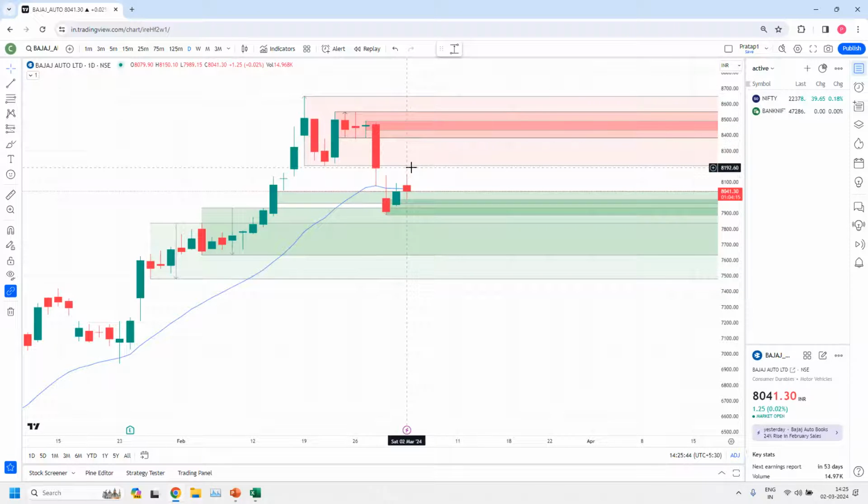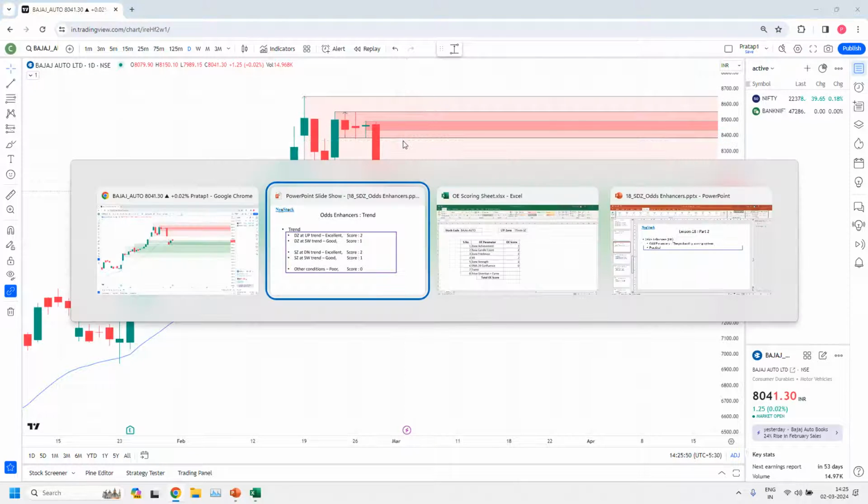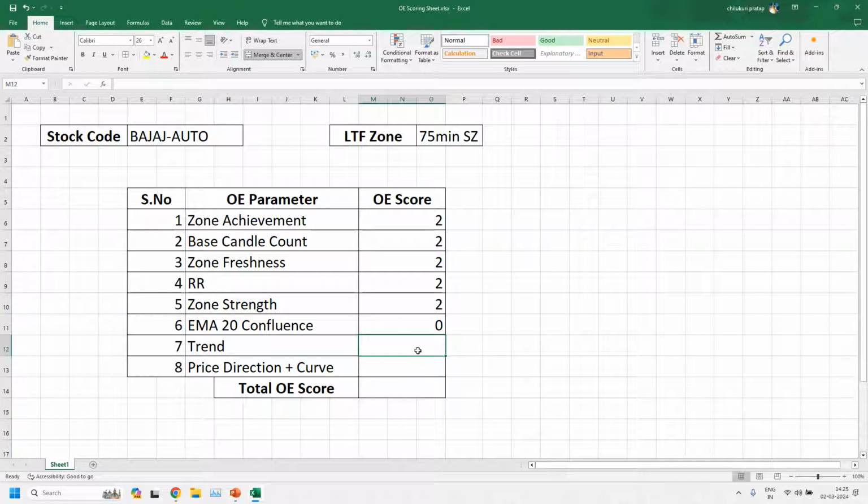Because the trend is a downtrend, for a supply zone in a downtrend, we always give the highest score, that is 2. So we are giving the value 2.